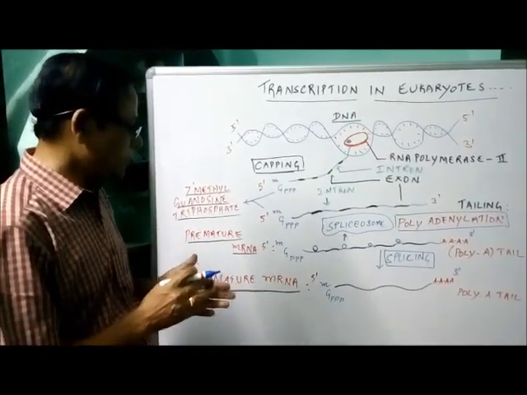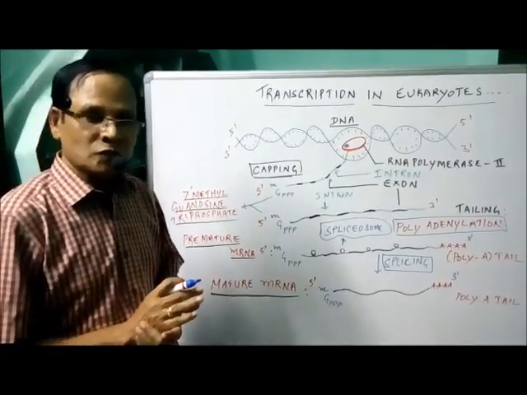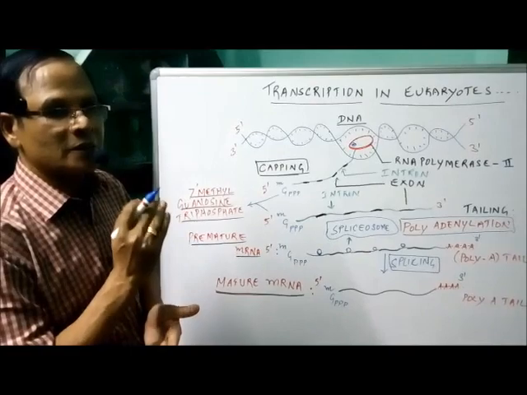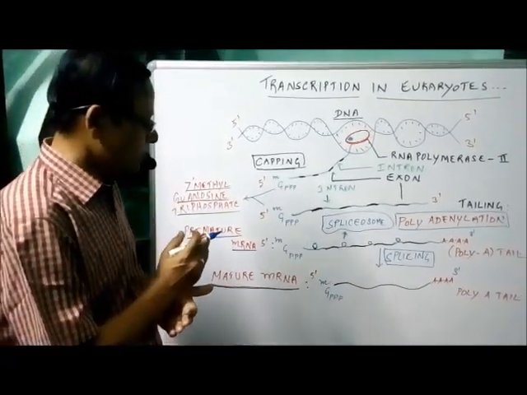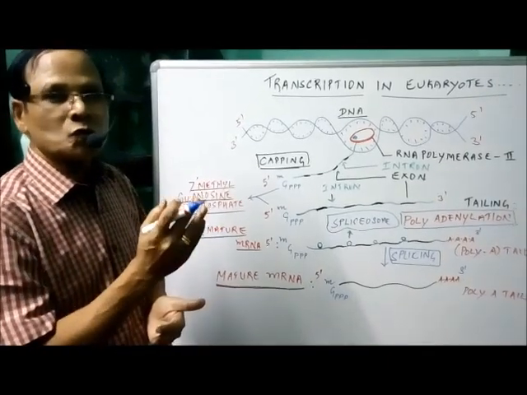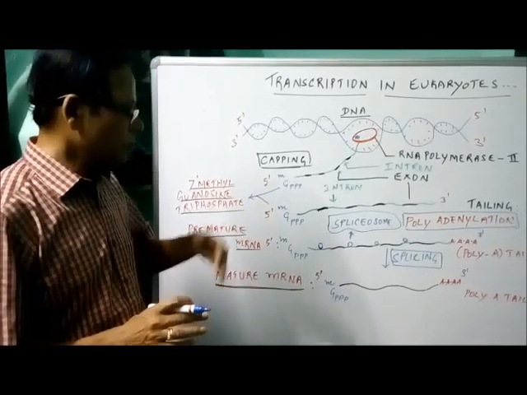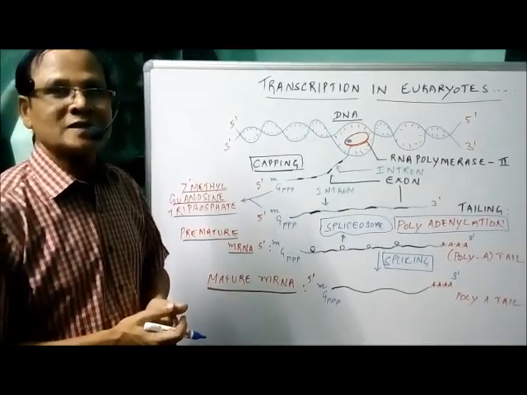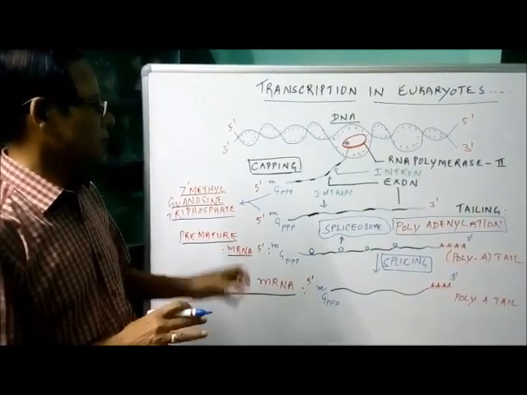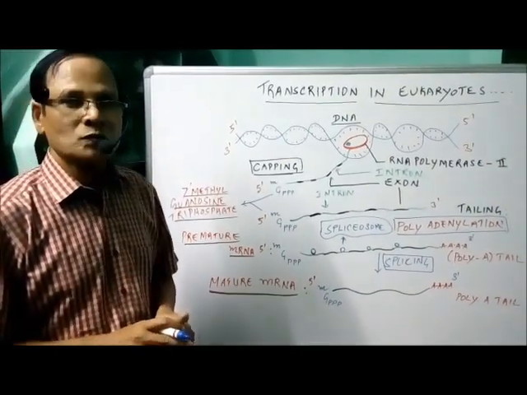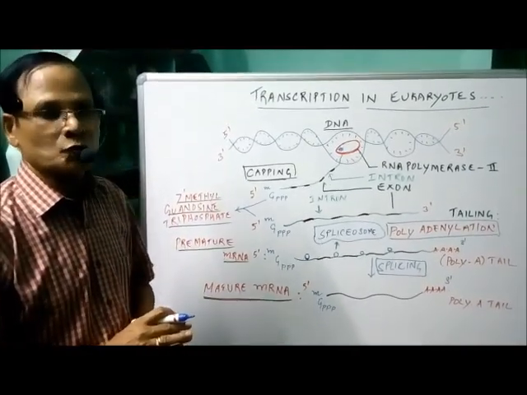The mature mRNA has the cap at one end and the tail at the other end, and also we have some other regions called UTR. So we have UTR at the 5' end and also UTR at the 3' end. We'll talk about the UTR, untranslated regions, later during the process of translation. So this is the description of transcription in eukaryotes with reference to the diagram as given in the book also.